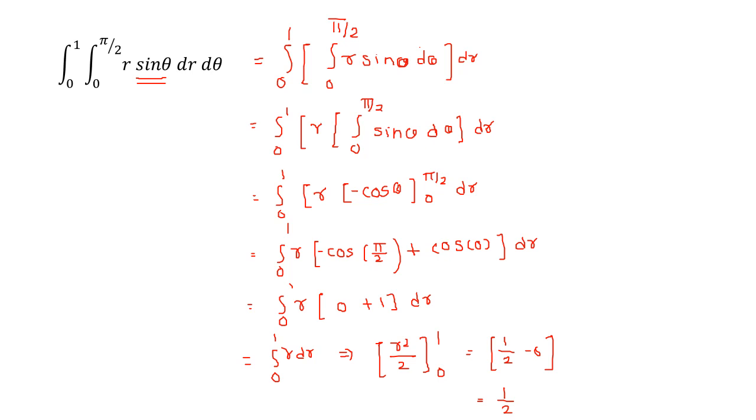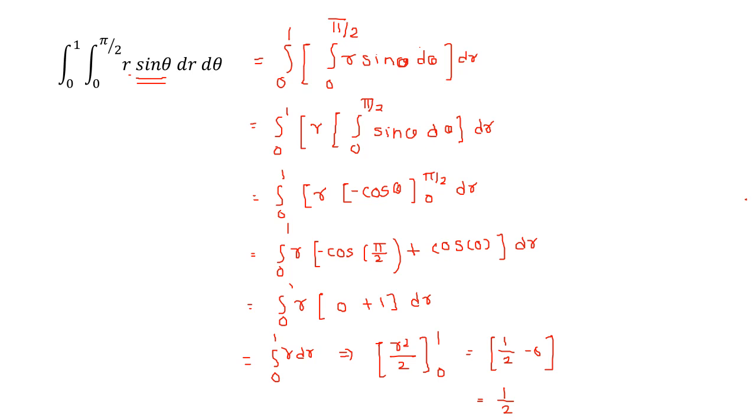Again, let me recall the example. If the integration is in terms of pi by 2, here the first integration is in terms of pi by 2, so at that time we take the integration with respect to theta. And if the integration is with respect to a constant term, then we take the integration with respect to r first. So that is the integration from 0 to 1, integration from 0 to pi by 2, r sin theta d theta dr. For this particular integration, r is treated as constant. So the integration from 0 to pi by 2 of sin theta d theta dr.